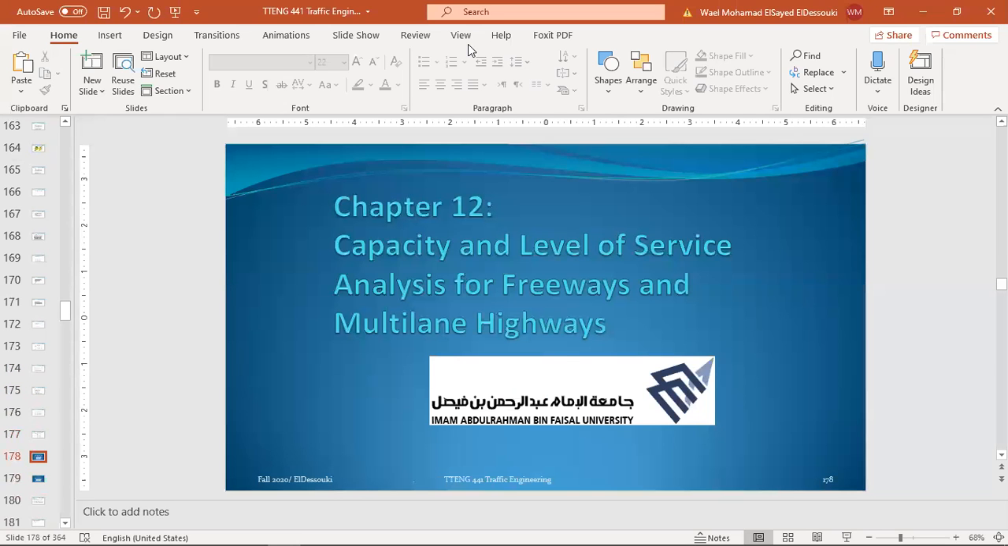Then we move to the capacity and level of service analysis for freeways and multi-lane highways. I'm going to stop here, and we are going to continue on that at a later time, inshallah. Any questions so far? It's clear.